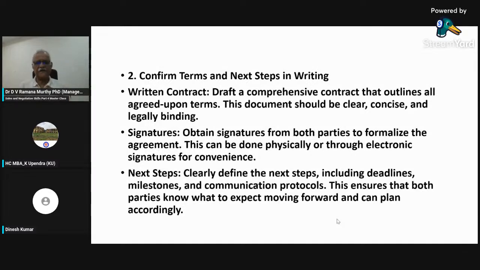So it can, of course, be physical signatures or electronic signatures as per convenience, as a matter of fact. And then the next steps would be, because a contract has got timelines, including deadlines, milestones, and other communication protocols, how the client should talk to them, and what the timelines are and all that.